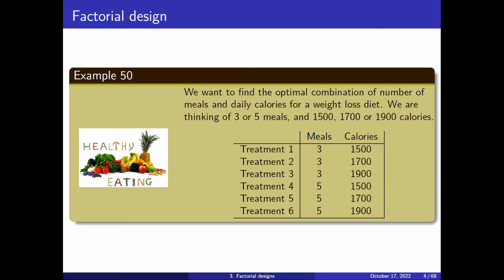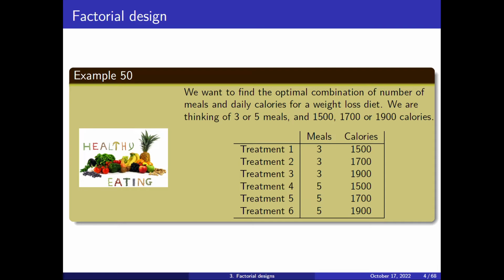Let's say that we want to find the optimal combination of the number of meals and daily calories for a weight loss diet. We are thinking of 3 or 5 meals, so that is a factor with two levels, and for the number of calories we are thinking of 3 different levels. So each combination we may call a treatment 1, treatment 2. We have already seen this idea that all these factorial designs can be analyzed in a one-way ANOVA.